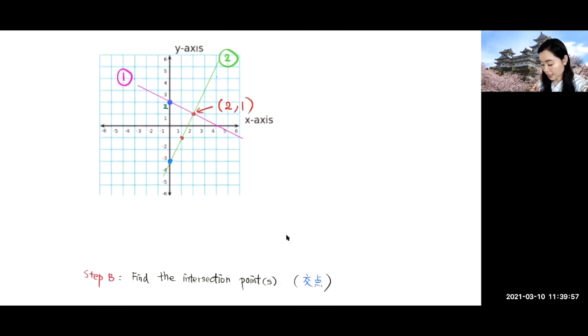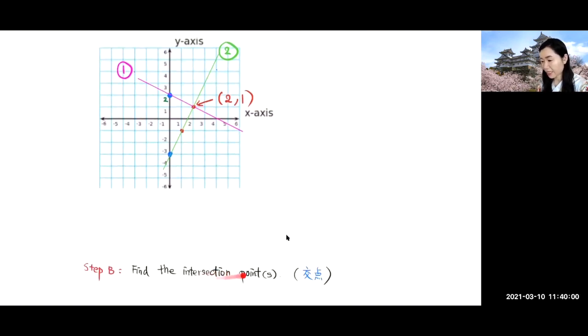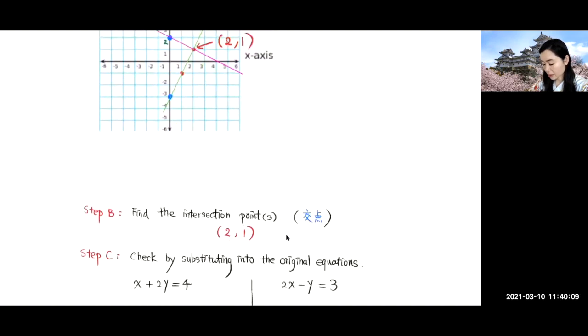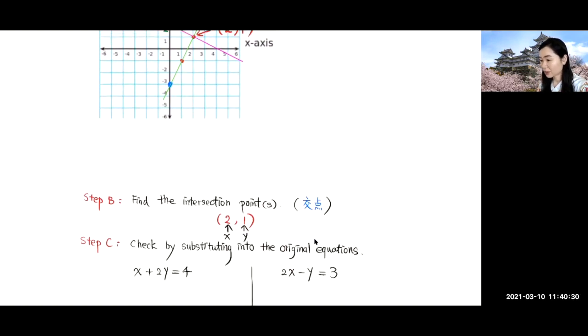Now, step B over here is to find the intersection point, which we found over here, which is 2, 1. This is the x value and this is the y value. Now, this is supposed to be the solution for the system of two equations. But to make sure I got this right, I can check. I check this by substituting them into the original equations.